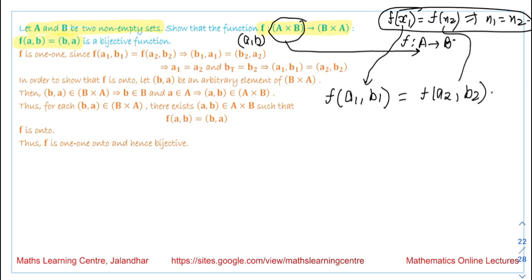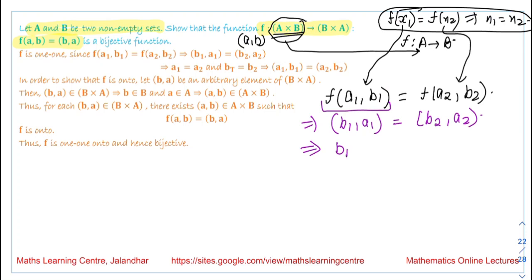In place of this x2, we are having the element (a2, b2), because the domain of the function is A cross B. So by applying the definition of this function, we get (b1, a1) equal to (b2, a2). These are ordered pairs, and by the properties of ordered pairs we know that these two ordered pairs will be equal if b1 is equal to b2 and a1 is equal to a2.